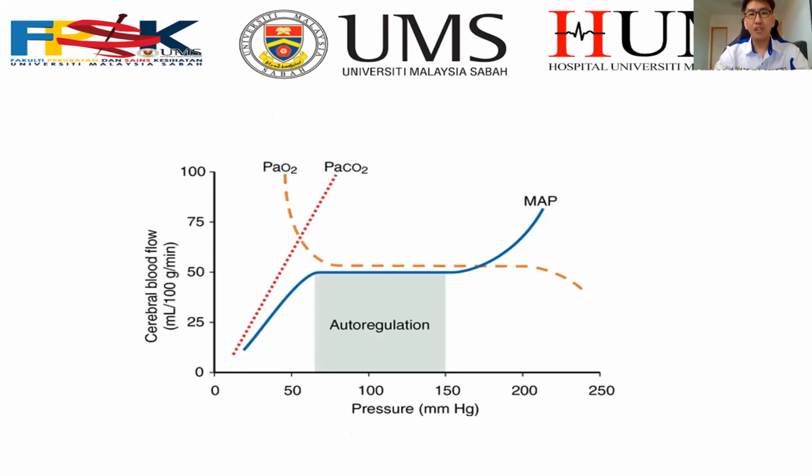This is an important chart, pressure and the blood flow. It combines the mean arterial pressure, partial pressure of oxygen, and the PaCO2. These are the combined effects of these various pressures on the cerebral blood flow.